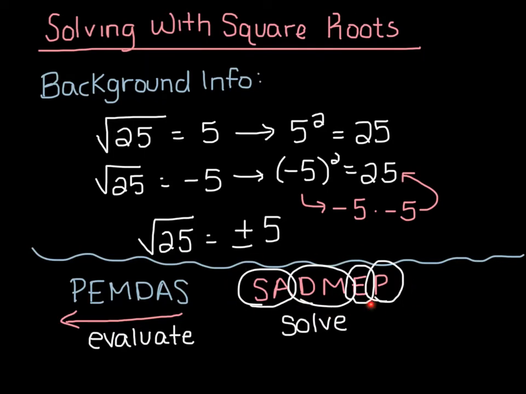Just write the word SADMAP. Okay? And then I'm going to refer to that as we do our examples. So just make sure you're copying down. We're going to do 5 examples together. Make sure you're copying down the work and the answers that I come up with.